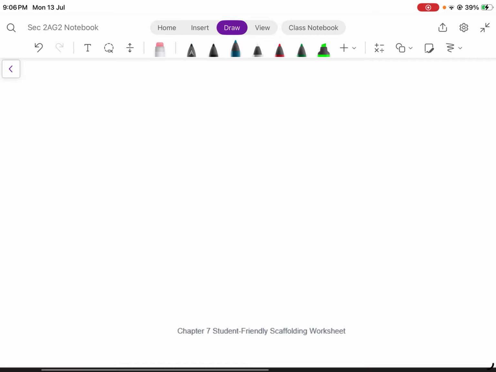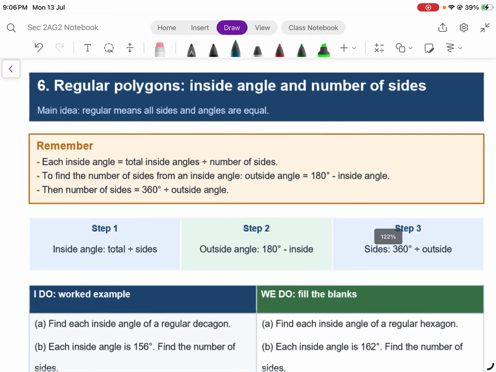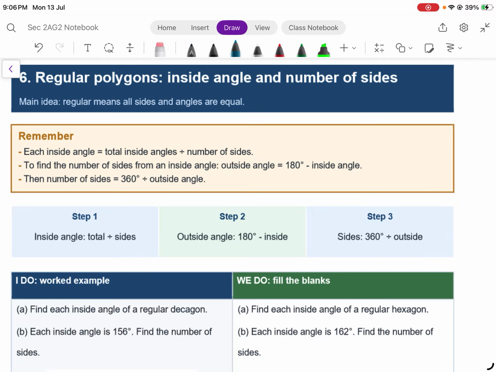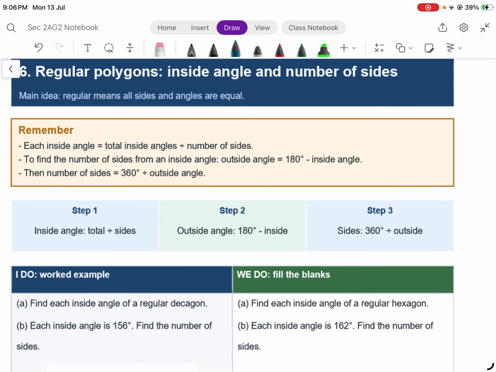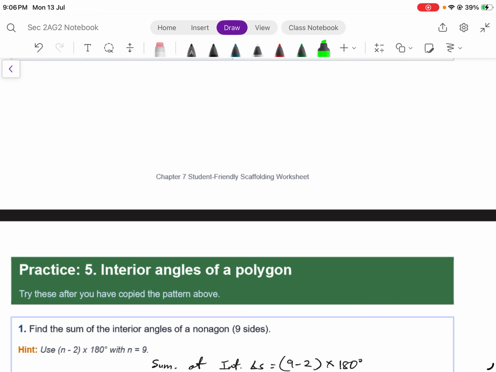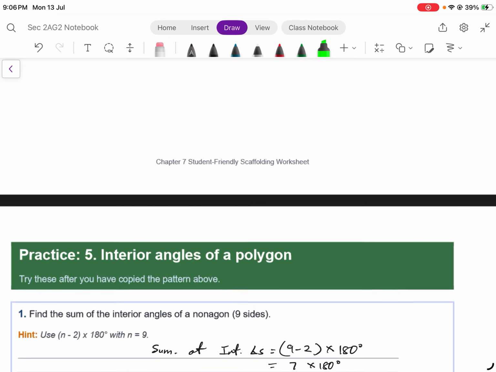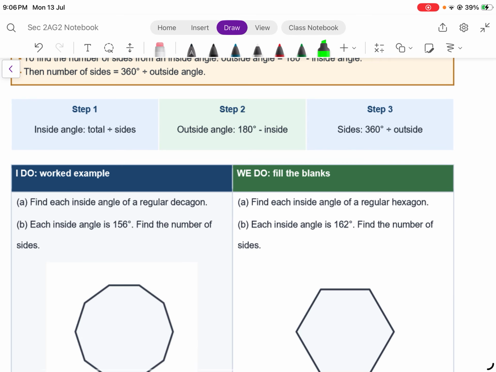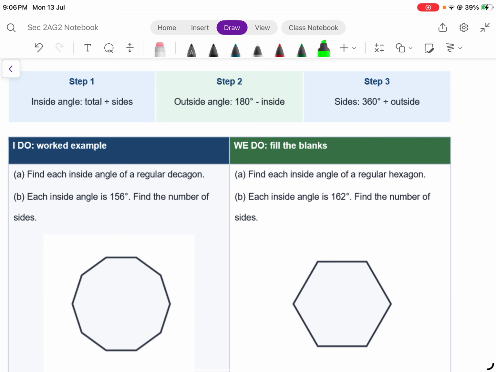Okay, let's move on. Regular polygons, interior angle and number of sides. Regular means all sides are equal and all angles are equal. So the two polygons we were just dealing with are not regular, because you can see the lengths and angles are all different. Regular means all the lengths are the same and all the angles are the same.